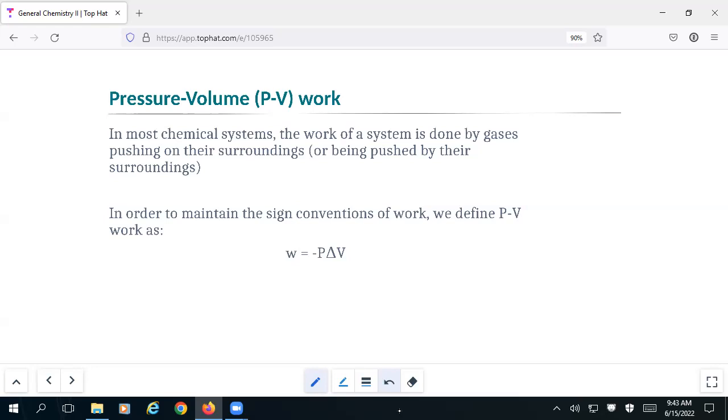What we need for this kind of work is gas. Gases give us this kind of work. And when they give us this kind of work, their PV work can be defined as follows. Work is equal to the opposite of P times delta V. Why the negative sign?